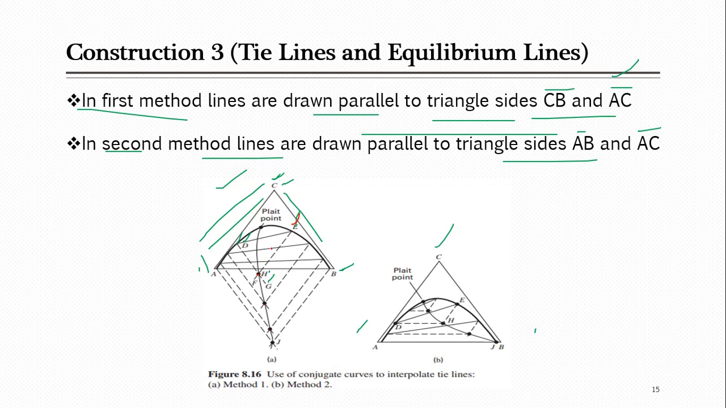Initially, I was drawing lines parallel to CB and AC and they were giving some points. Now I can start from this curve, suppose I select this point, and draw one line which is parallel to AC and another line which is parallel to CB. I'm just reversing what I have done so far. Now you can see they are intersecting the equilibrium line at some point.